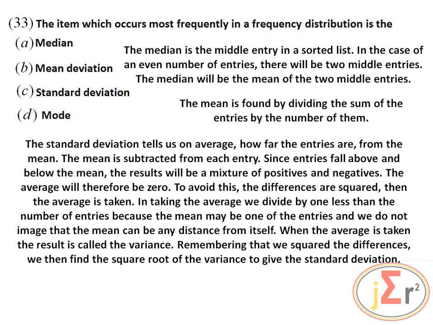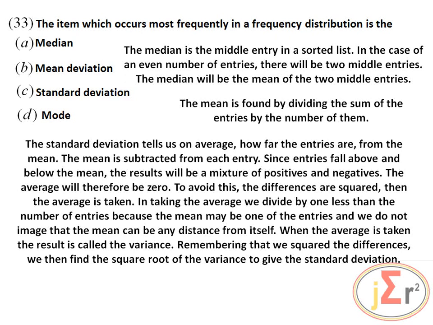In taking the average, we divide by 1 less than the number of entries because the mean may be one of the entries, and we do not imagine that the mean can be any distance from itself. Right? So in finding the standard deviation, we do not use the total number of items. So if we have 100 items, we divide by 99 because we are assuming that one of the values is the mean, which is going to be no distance at all from itself. Right? So that one will not contribute to the spread. So we take that one out.